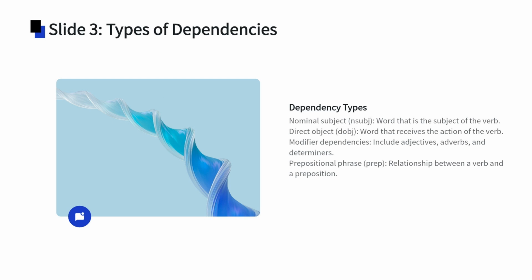Modifier dependencies. These include adjectives, adverbs, and determiners. For instance, in "The big dog barked loudly," big is a modifier of dog, and loudly is a modifier of barked. Prepositional phrase, prep. This describes the relationship between a verb and a preposition, like "in the park," in "The dog barked in the park," where park is the object of the preposition in. These dependency types help define the role each word plays in the sentence and provide a detailed syntactic analysis.